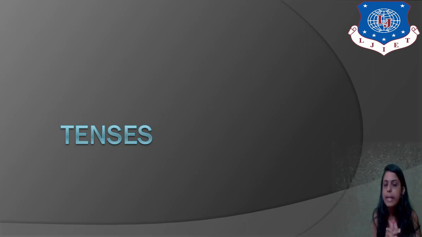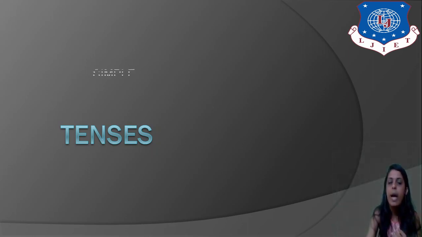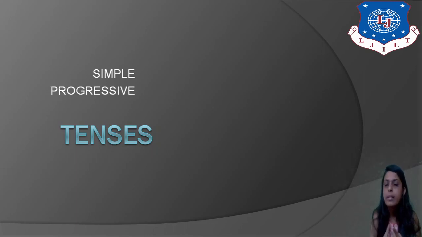We are going to talk about tenses. In tenses, you have three categories: simple tense, progressive or continuous tense, and the third one is perfect tense. So whenever you write any sentence in English, it will be in these three categories, right? So simple present tense, simple past tense, simple future tense.